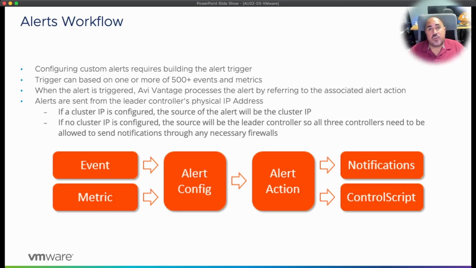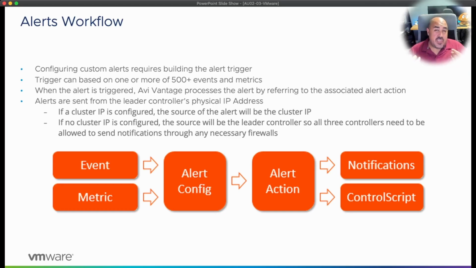Alert action is where you classify how you want to handle the alert. You want it to be high, low, or medium. Do you want it to send an email? Do you want it to send to your syslog server? Do you want to create an SNMP event based on that? You can even make it create a control script.